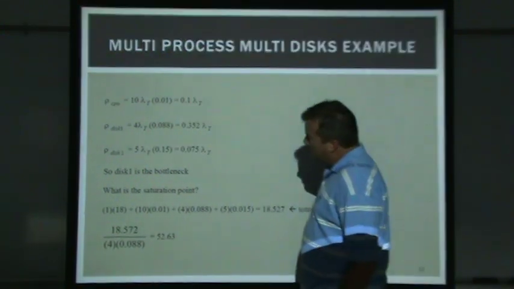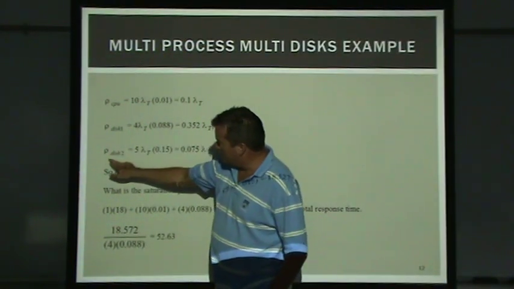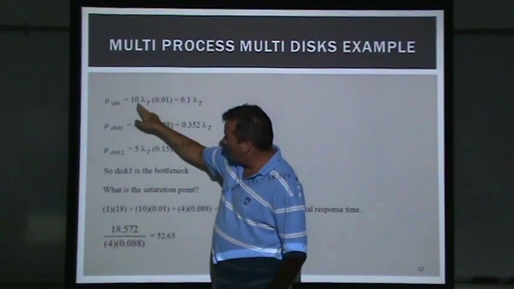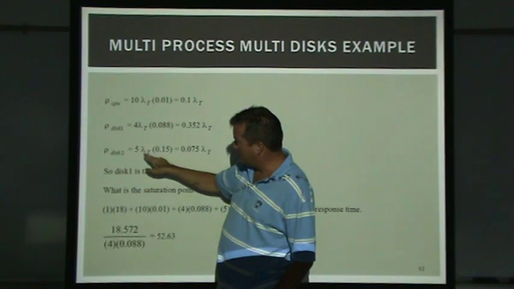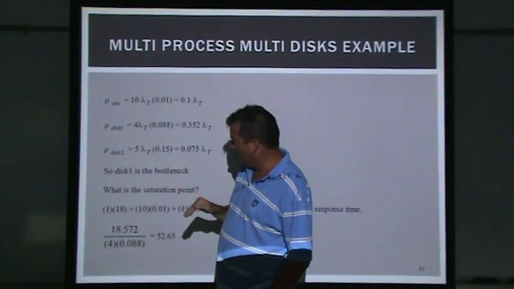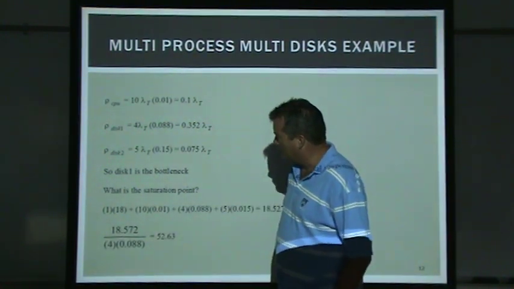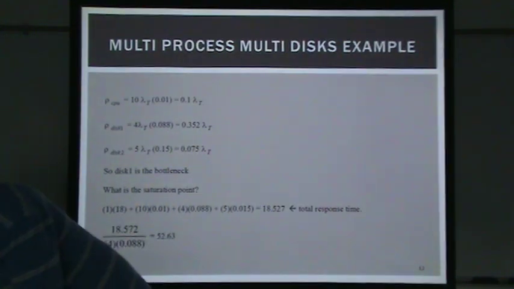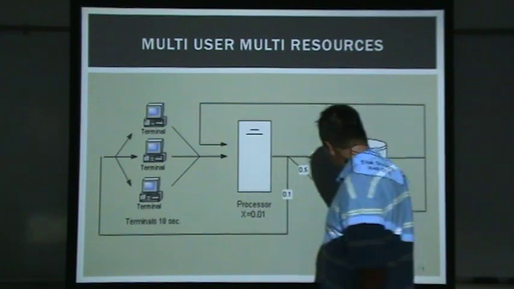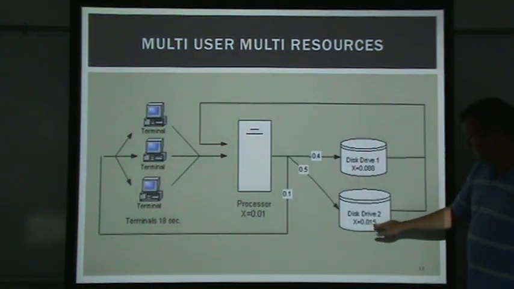And then the utilization, the percentage of time disk drive 2 is running: it's 5 times the rate coming into the CPU that is the rate going into disk drive 2. And its speed, let me double check this. Yeah, its speed is 0.015.